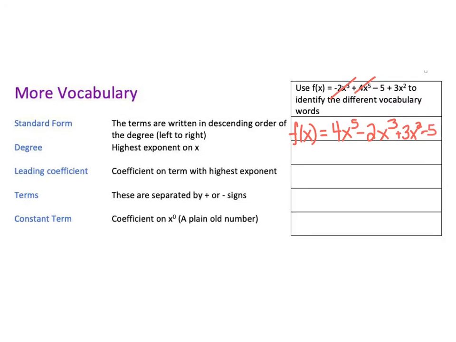So let's talk about the degree. I've always said the degree, think of how hot is it? It's in the degree spot, like a degree symbol. It is your highest exponent on x. So in this case, we have a 5th degree polynomial.